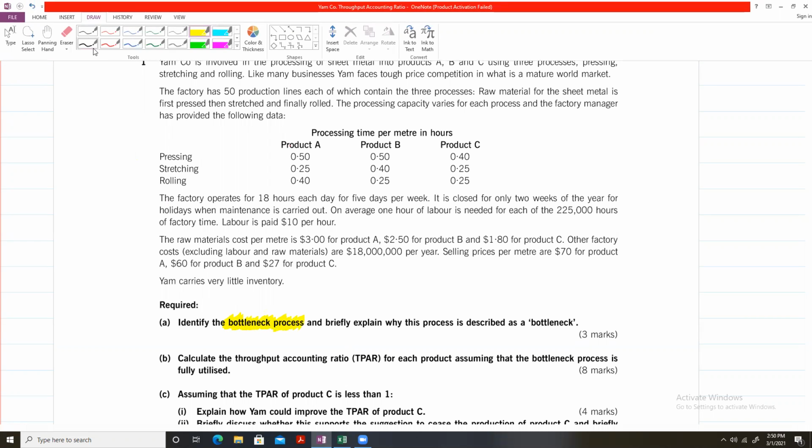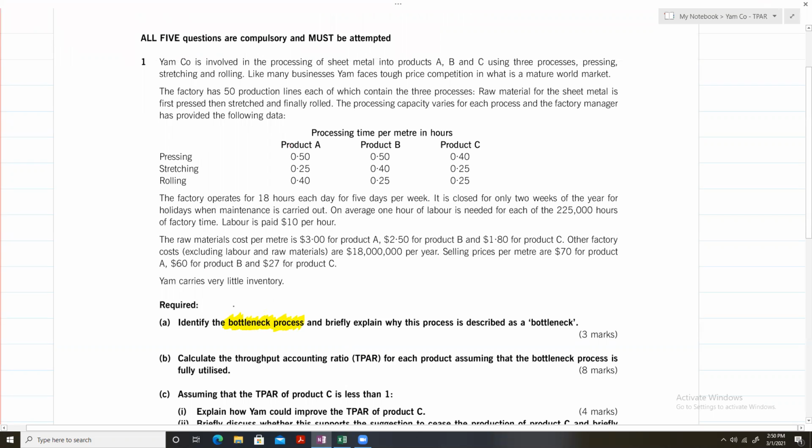A bottleneck process is any process that limits the activities of the business, of the organization. In order to find out which one of these three is the bottleneck or the limiting factor, you need to identify which of these three processes takes the most time of all the factory time.